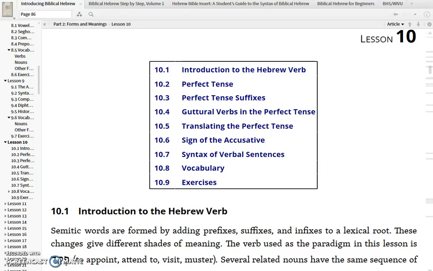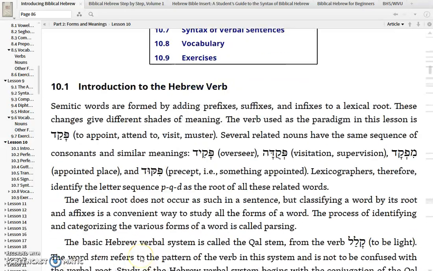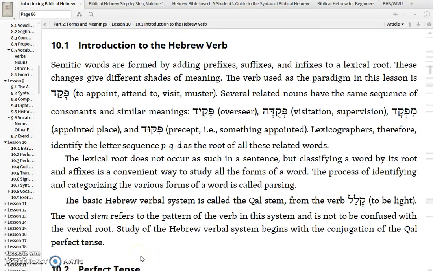Let me move on to Lesson 10, Introduction to the Hebrew Verb and the Perfect Tense. Semitic words are formed by adding prefixes and suffixes and inflexes to a lexical root. These changes give different shades of meaning. The verb used in the paradigm in this lesson is pakad, to anoint, to attend to, visit, or muster.